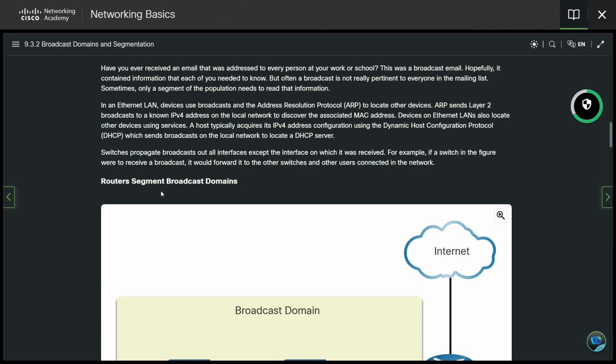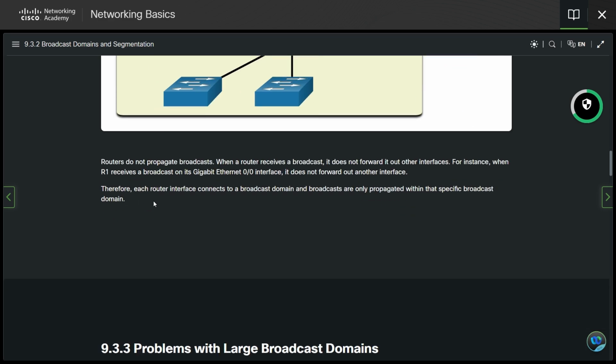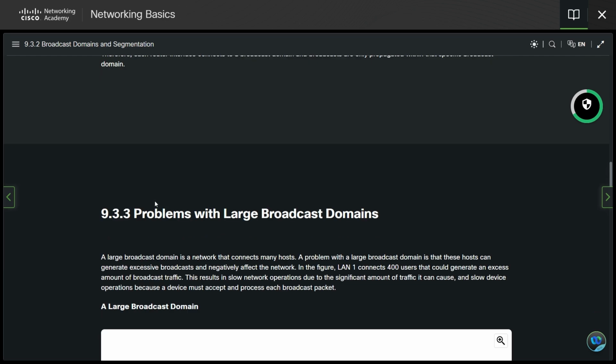Okay, this is router segmentation of the broadcast domain. Routers do not propagate broadcasts. When a router receives a broadcast, it does not forward it out other interfaces. For instance, when router 1 receives a broadcast on its Gigabit Ethernet 0/0 interface, it does not forward it out another interface. Therefore, each router interface connects to a broadcast domain, and broadcasts are only propagated within the specific broadcast domain.